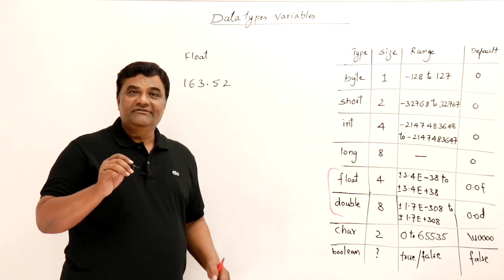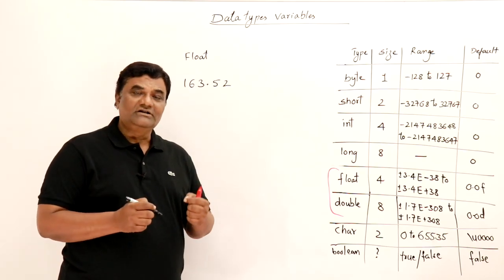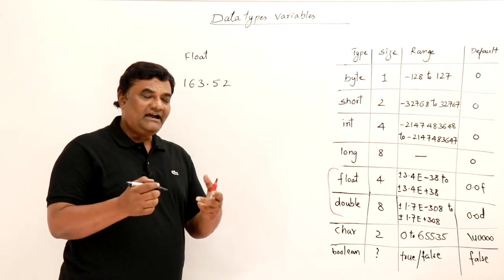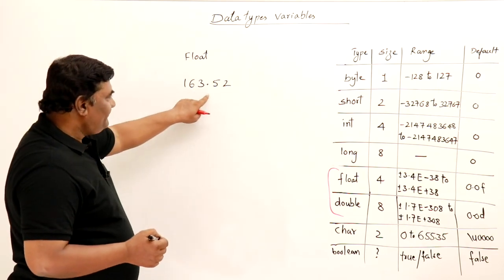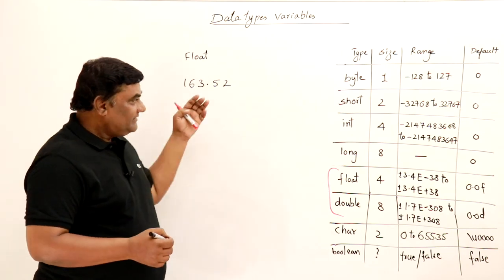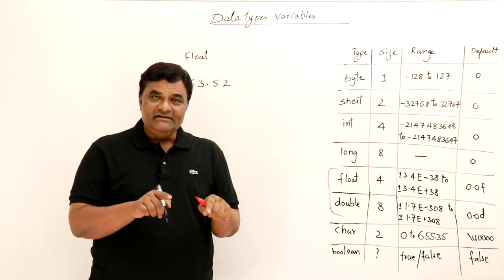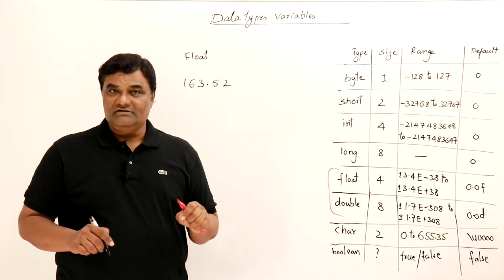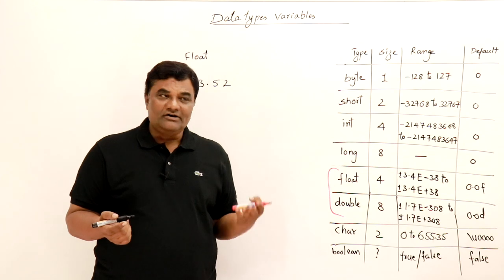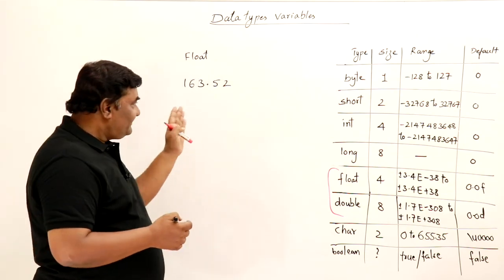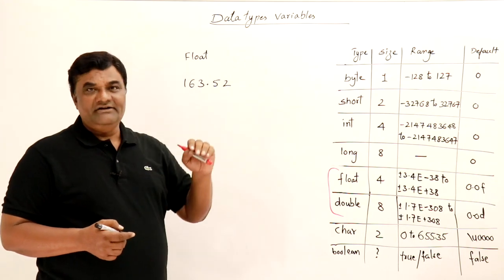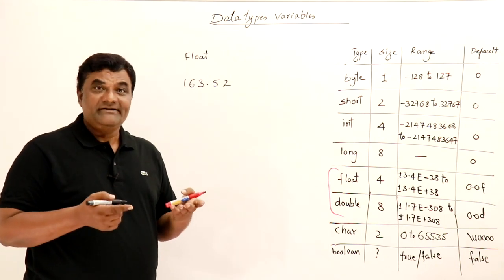For float numbers, I will just give you the basic idea behind how the numbers are stored and why they are called float. Suppose I have a number 163.52, which has a decimal point. If this number has to be stored in computer's memory, then the decimal is not stored. We want to avoid the decimal. How can it be removed? We move the decimal point from there, which means we float that point. That's why it's called floating point.